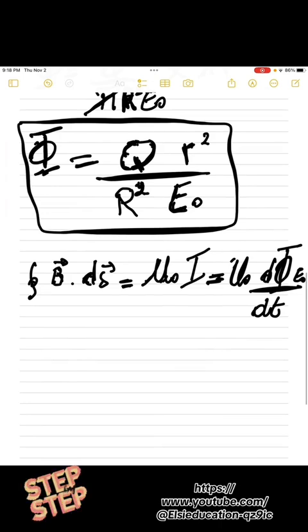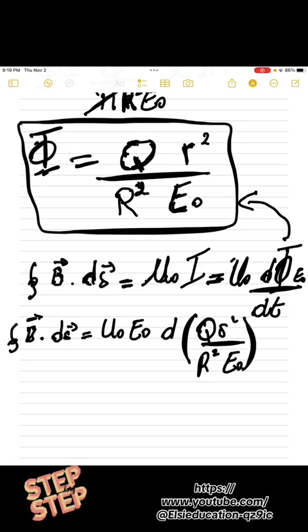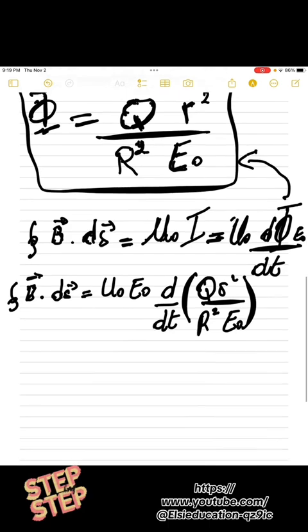We know the flux is this formula, so let's replace it in this formula of the magnetic field, and this is equal to the constant of the magnetic field multiplied by the constant of the electric field, times the derivative of all this: the charge times r squared, divided by the radius of the capacitor squared, divided by the constant, and don't forget it is divided by the derivative of time.